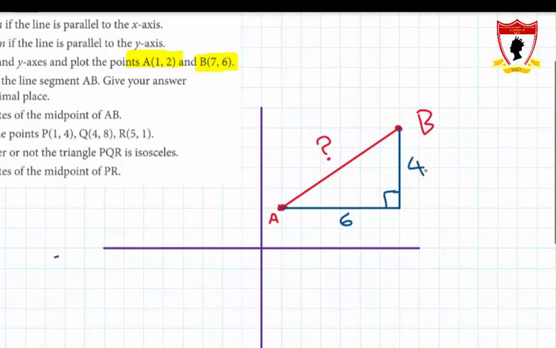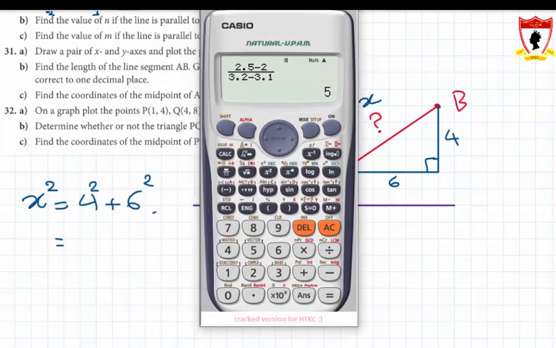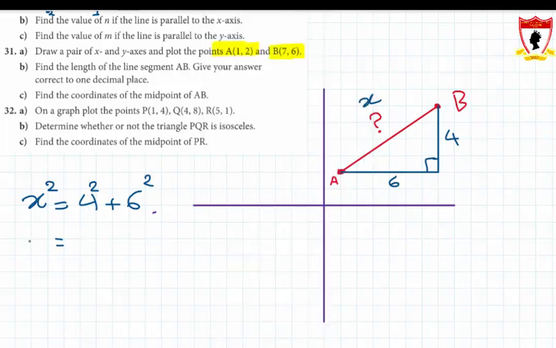Since we know the lengths of the other two sides, easily we can get the length of line AB. Pythagoras works like this. Let's name line AB as x. It's easier to write AB squared. We simply write x squared is equal to 4 squared plus 6 squared. 4 squared is equal to 16. 6 squared is equal to 36. So 4 squared plus 6 squared is equal to 52. So x squared is equal to 52.